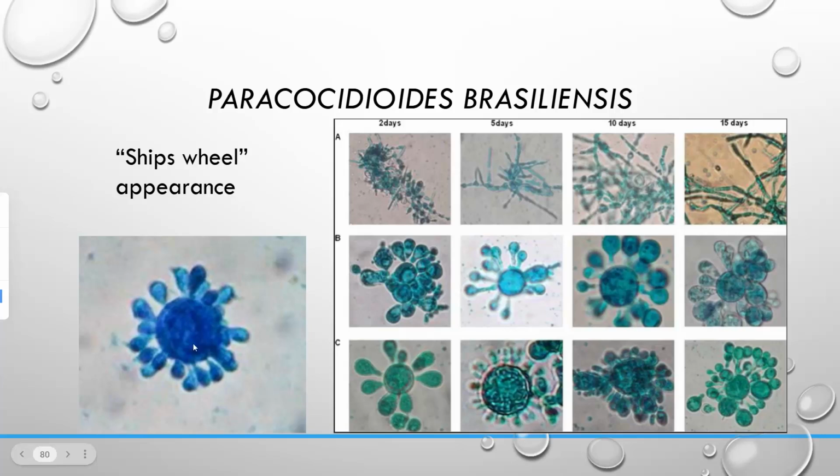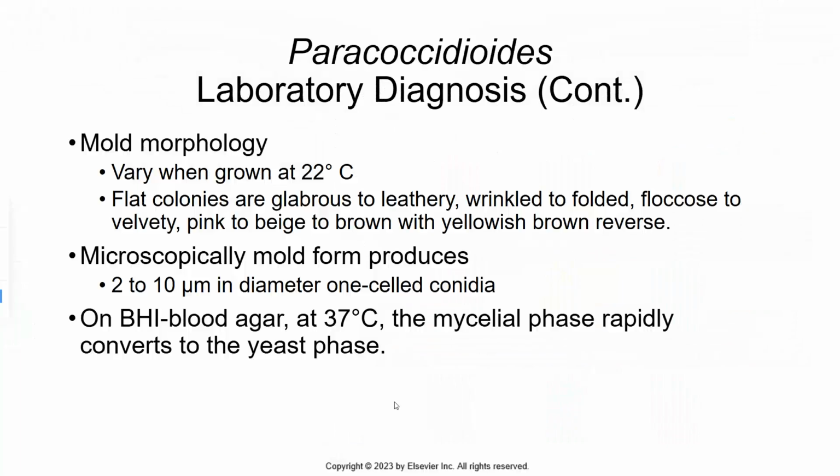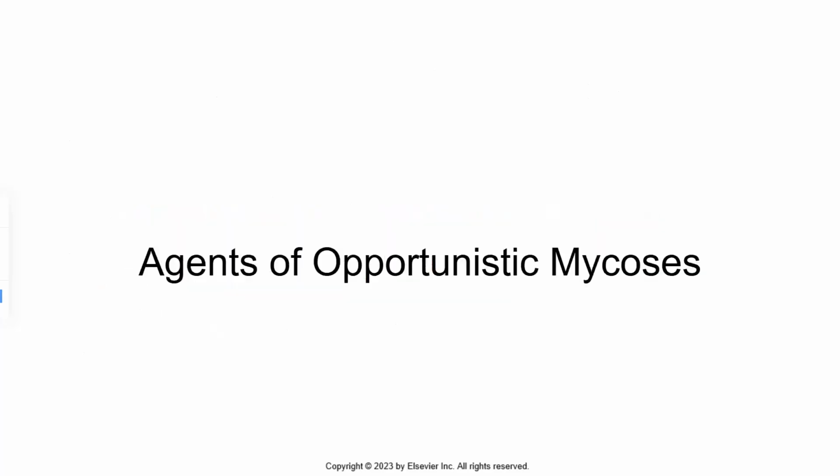So this picture here, these here, these would be more indicative of that ship's wheel appearance. Mold morphology, microscopic morphology, and then the dimorphic ability would be used in diagnosis.